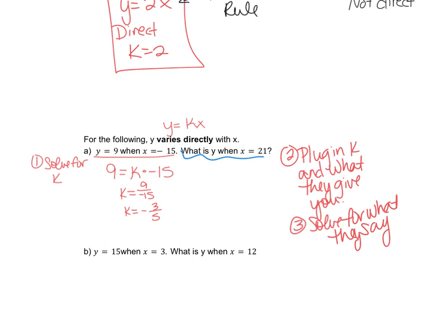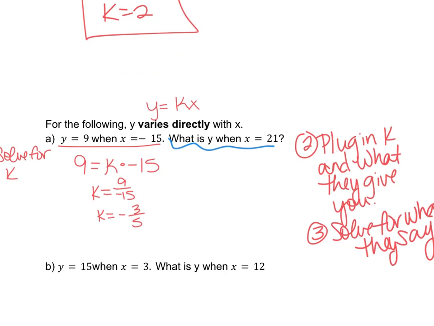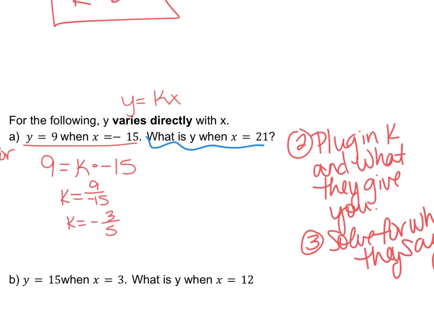So we have our k, so we're still going to use y equals kx. So y, what is y? We don't know what y is. That's what we're trying to figure out. Equals k. We know our constant of variation, our k, is negative 3/5 times x, which is 21. And literally all you have to do is solve it.